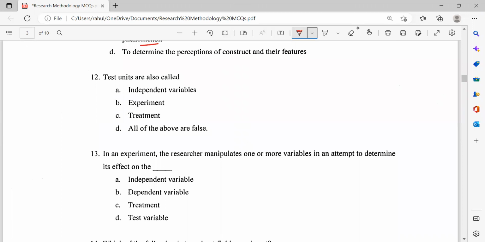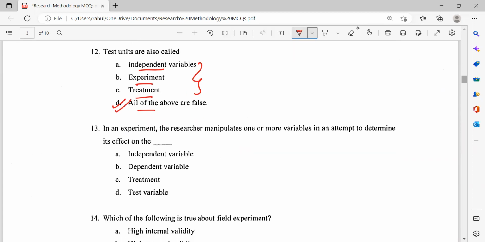Question number 12. Test units are also called as independent variables, experiment, treatment, or all of the above are false. So basically, if you look here, test units, I don't think that any option belongs here. Neither independent, nor experiment, nor treatment. Option D, I will go with option D. All of the above are false. Test units don't have any kind of relation with them, right?